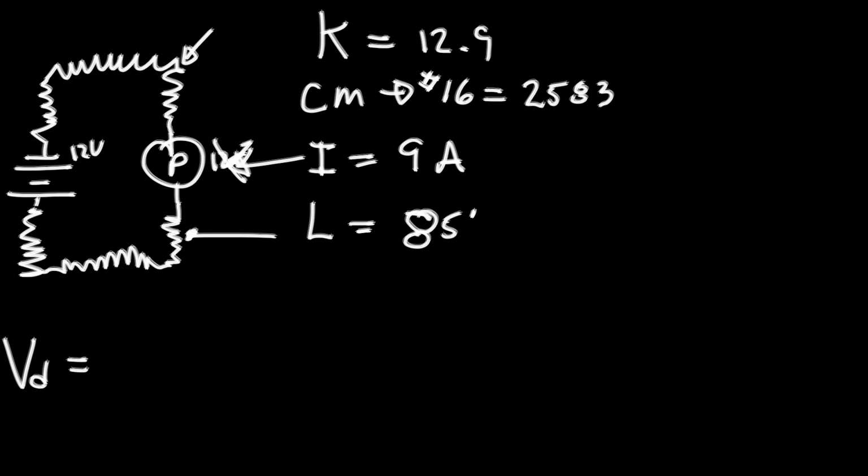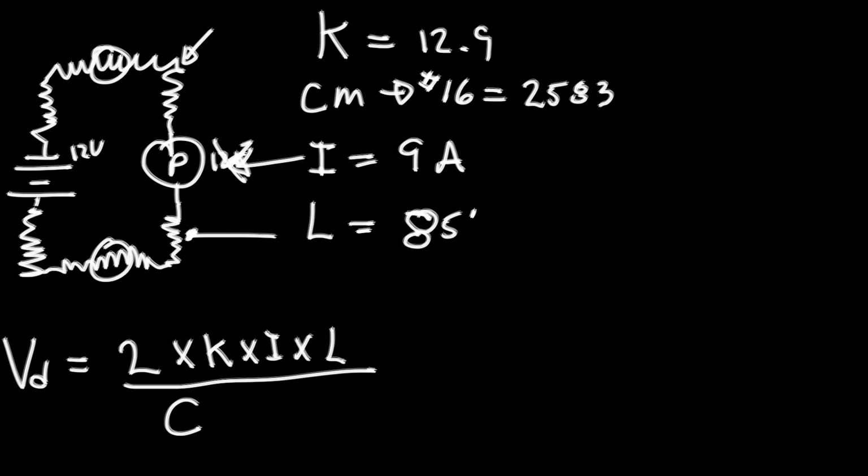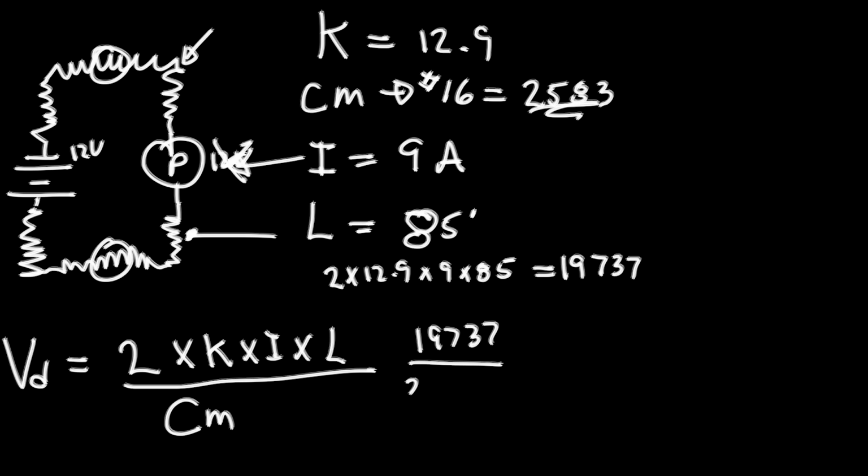The voltage drop is 2. Yes, a wire has 2 conductors. So 2 times the K constant times the current times the length of the wire, all this divided by the circular mill. So for my wire, I have 2 times 12.9 times 9 times 85 for a total of 19,737. So if I divide this by 2,583, I should have in my wire a voltage drop of 7.6 volts.